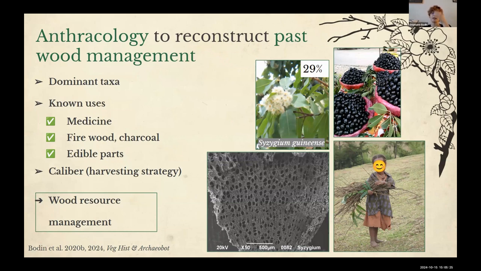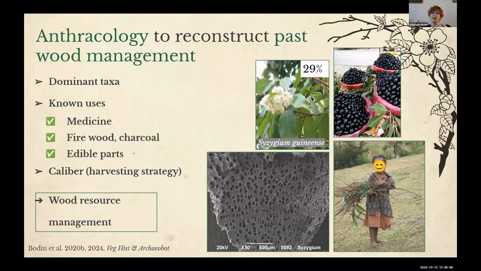For example, if in an assemblage from Ethiopia, and I will talk about Ethiopia just afterwards, I had almost 30% of this species, Syzygium, and it's known in Ethiopia nowadays to have good fuel properties. It's used as firewood to produce charcoal, and also the fruits are edible and they are sold on the markets. So you can also gather information about the uses through these dominant taxa. It can be very interesting to know if they are still known as good firewood and if they provide fruits, for example.